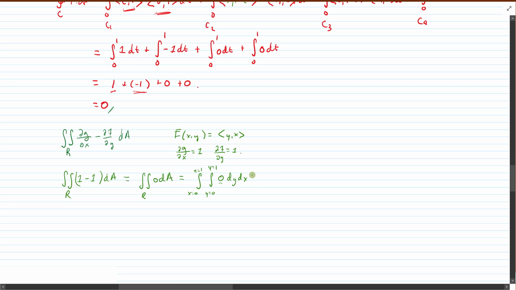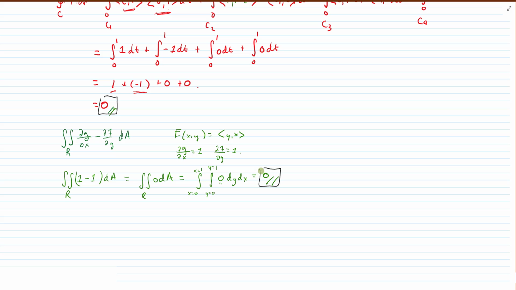And this does indeed come out to be 0, and Green's theorem says it is no coincidence that the behavior around the boundary in terms of circulation was equal to the net behavior over the entire region in terms of curl. That concludes that example, folks.